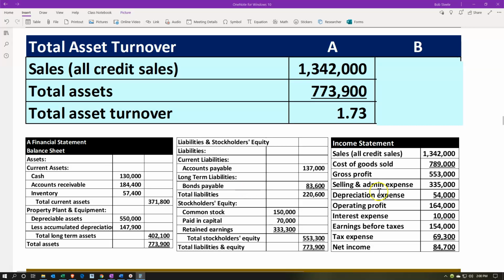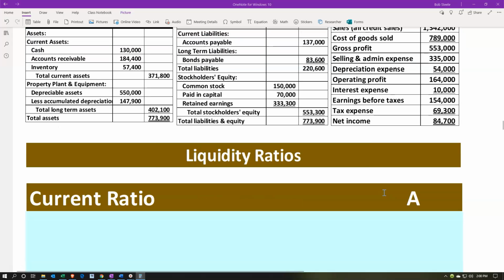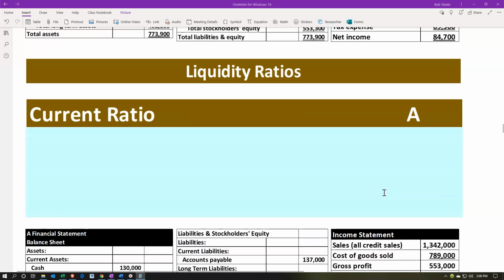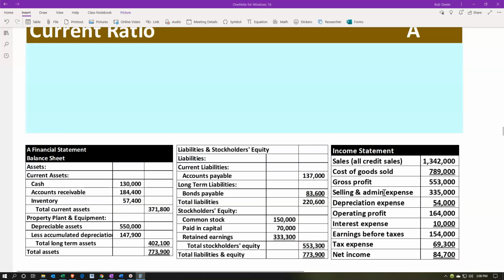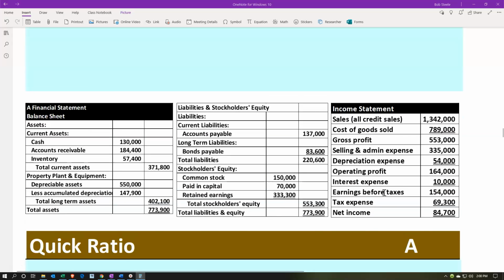But if there's no use to it, then you would think you'd want to distribute it possibly to the owners. So, all right, back to the next items we have, liquidity ratios. Common liquidity ratios are the current ratio and the quick ratio.